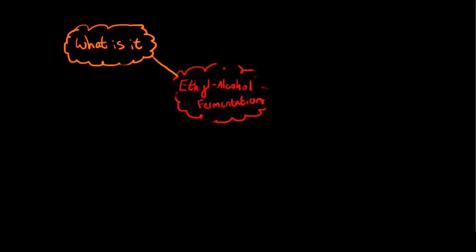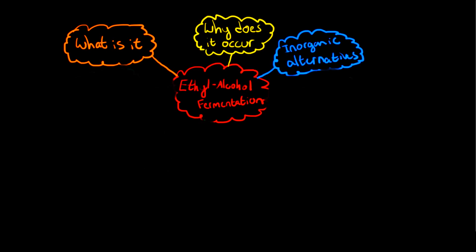What is ethanol fermentation? Ethanol fermentation is the creation of energy from glucose, with the end product being ethanol, which is the alcoholic content seen in beverages such as beer, wine, vodka, rum, etc. Why does it occur? It occurs in order for organisms living in an anaerobic or oxygen-free environment to produce energy in the form of ATP.